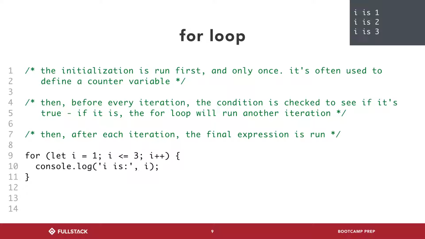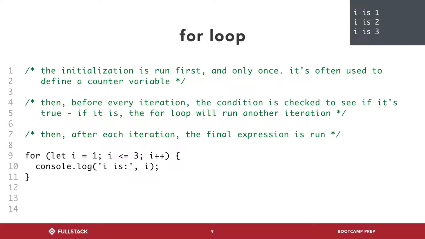Then we do our check: is I less than or equal to 3, right? This should look almost identical to the while loop we had earlier, where count is less than or equal to 3. Same idea. And then we have this I++, or we add 1 to I. And our code block console logs out what I is at that moment.